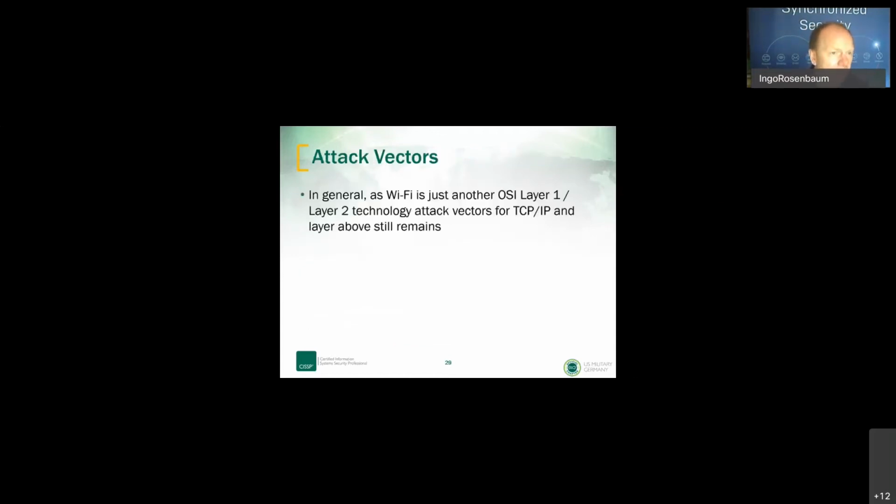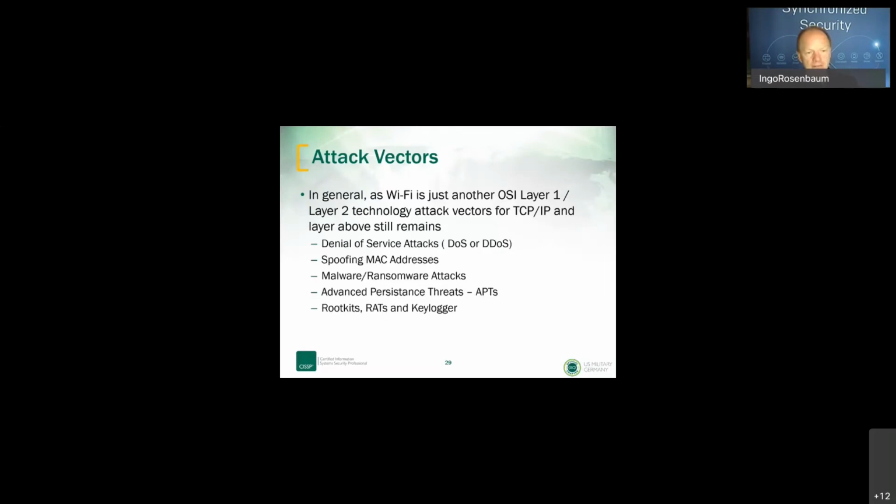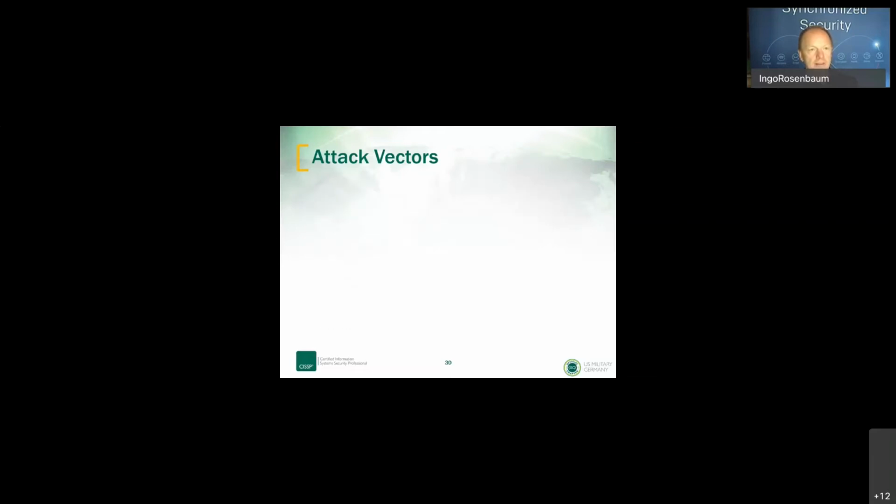Another attack vector, in general: Wi-Fi is basically nothing else than another OSI layer 1 and layer 2 technology. So every kind of attack to get access to your network or data for TCP/IP and the layers above still remains. It is still vulnerable to denial of service, spoofing MAC addresses, malware, ransom attacks, APTs, rootkits, remote administration tools, keyloggers, and social engineering.